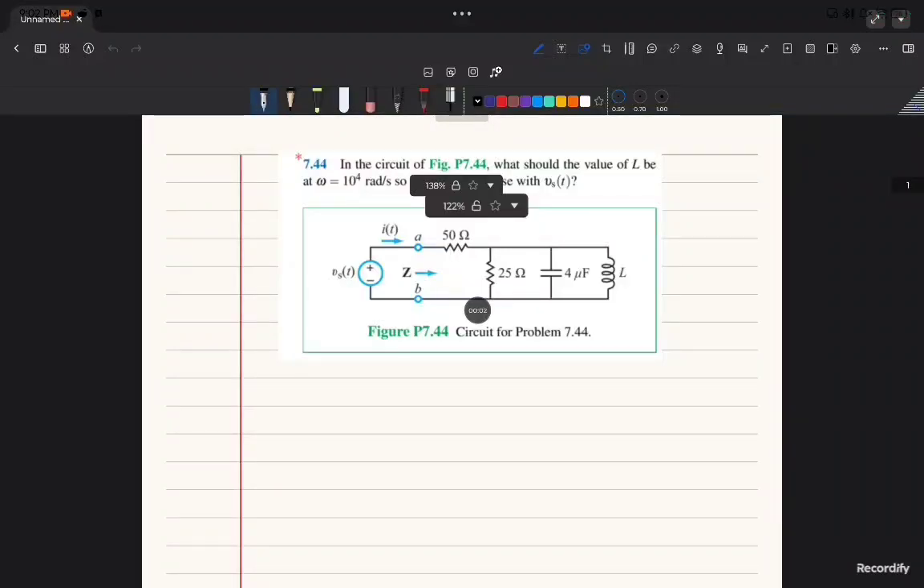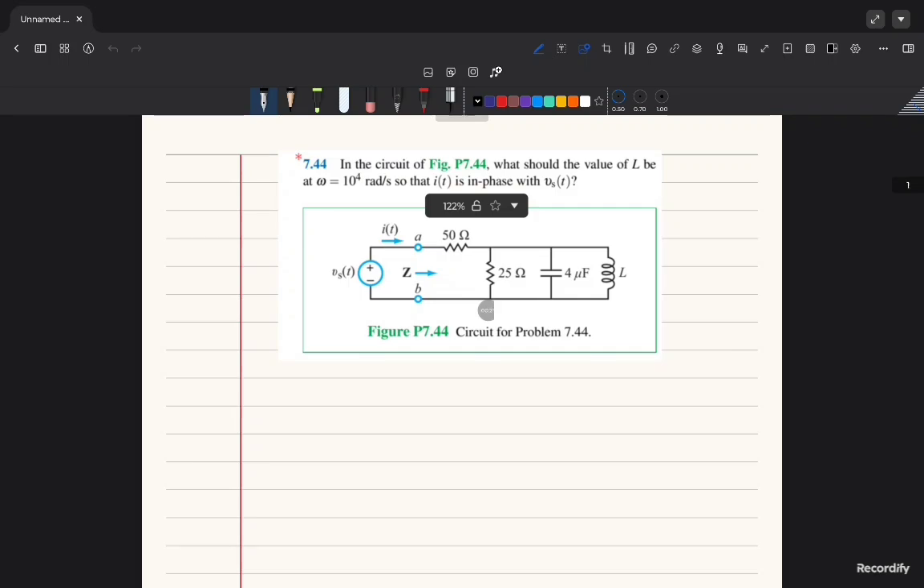Hi everyone. Today we're gonna look into problem 7.44 in homework 6. Our goal for today is to find the inductance L that makes the source current I of t in phase with the source voltage Vs of t at a frequency of omega equal to 10 to the power 4 radians per second.